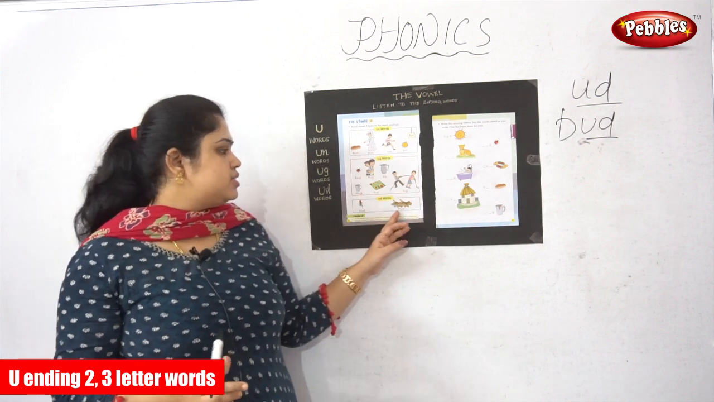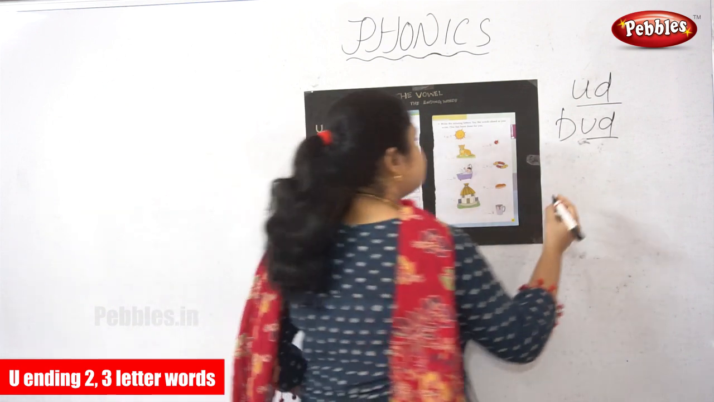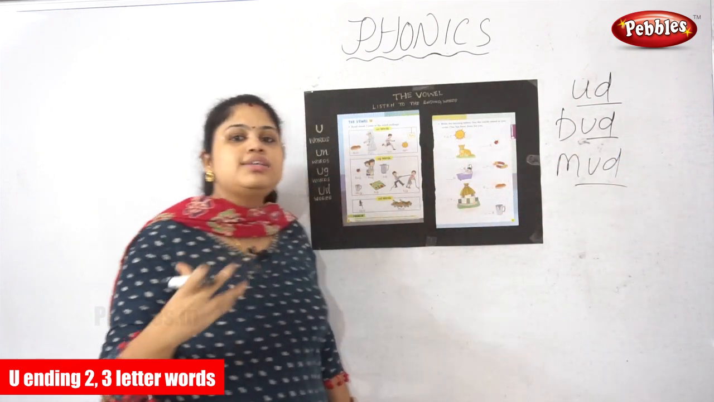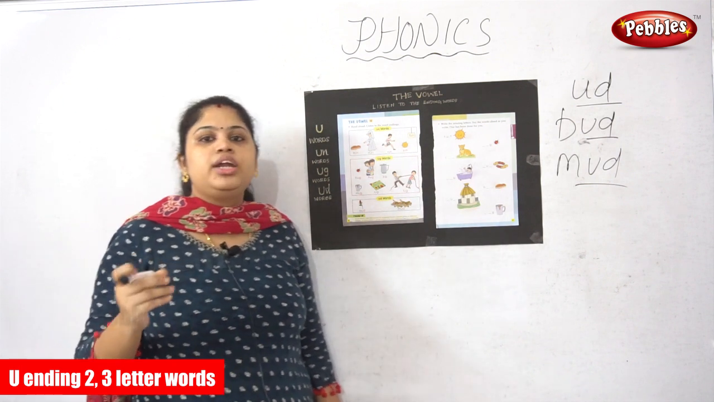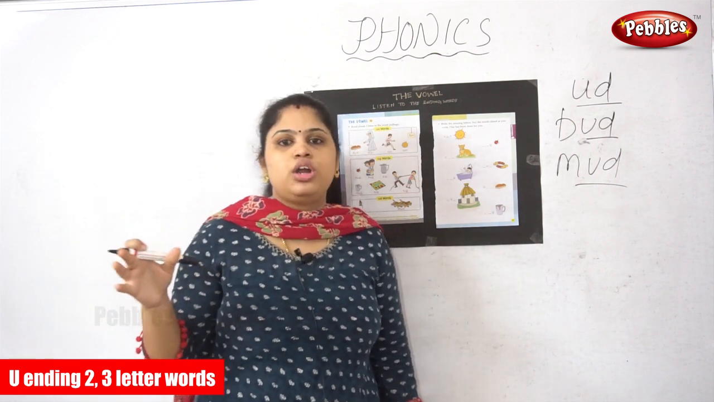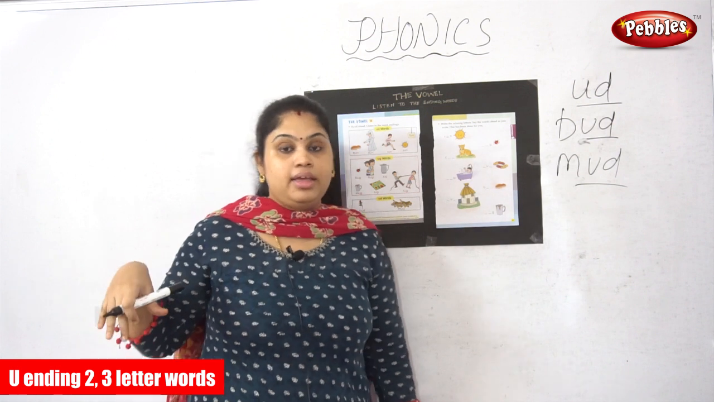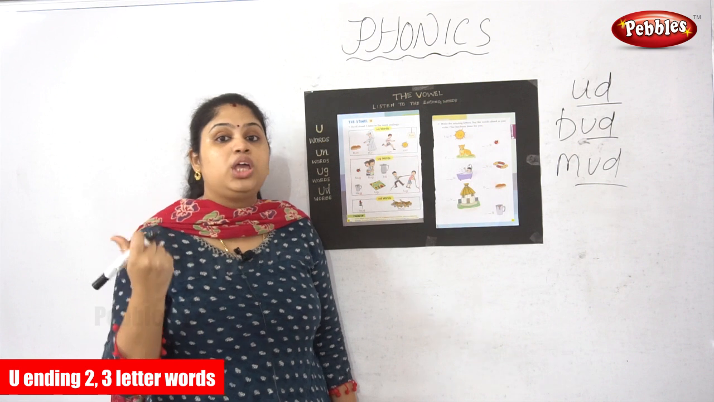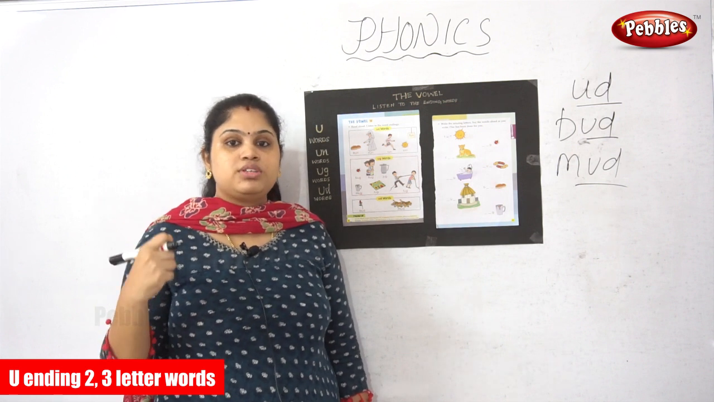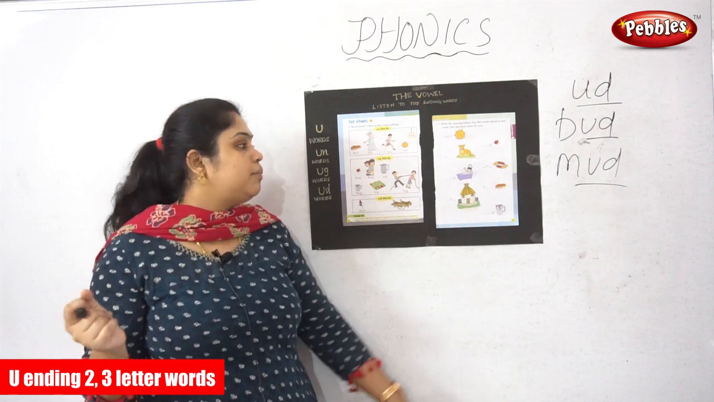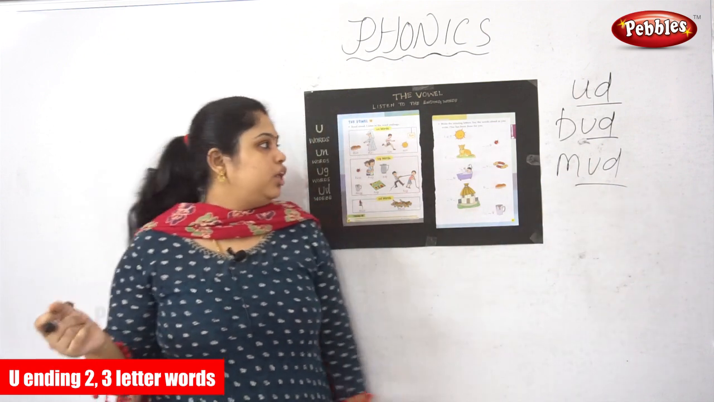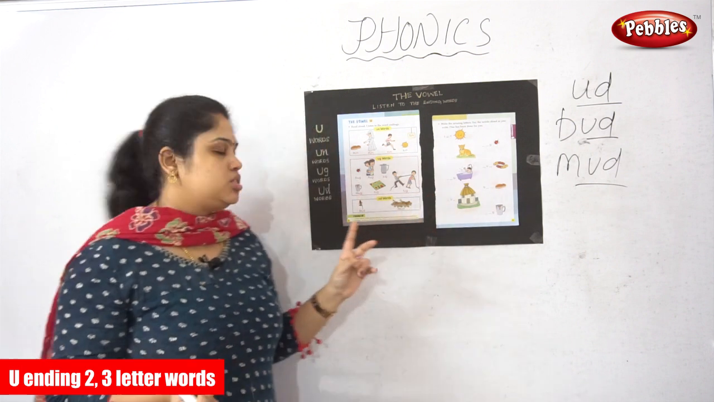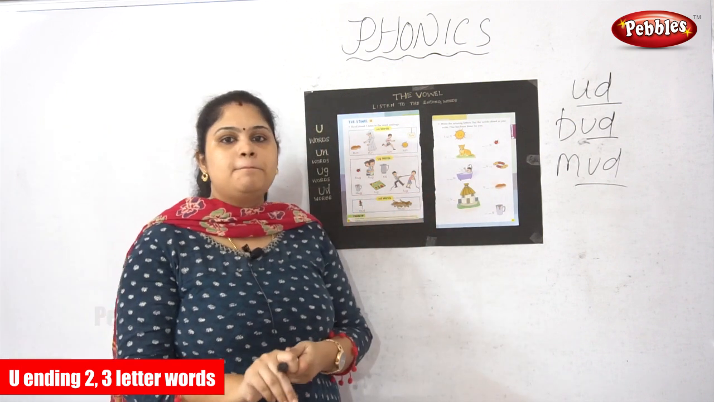Okay, so next is mud. Mud means soggy soil. When it is dry, like beach sand, it is called sand. But in the rainy season, the soil is very soggy and wet. Then we call it mud. So in UD words, we have seen two words, that is bud and mud.